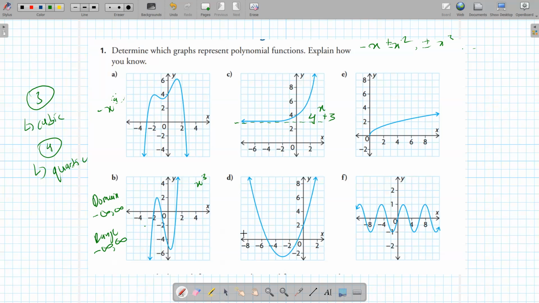It is a polynomial function. Yeah, what's the power? 2. Yeah, it's just positive x squared, positive because it's opening upwards, okay? What about E? Is that a polynomial function? No, it's not. How can you tell?